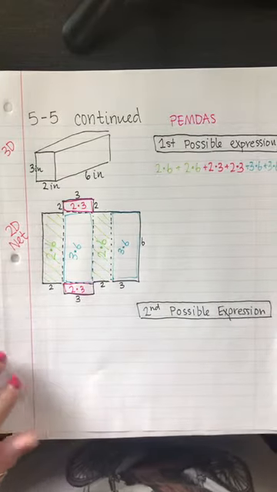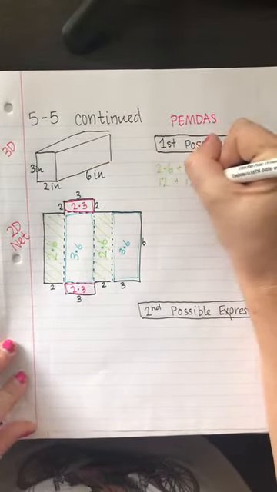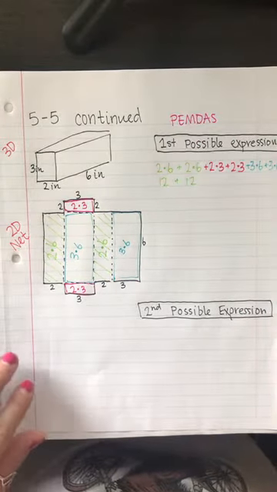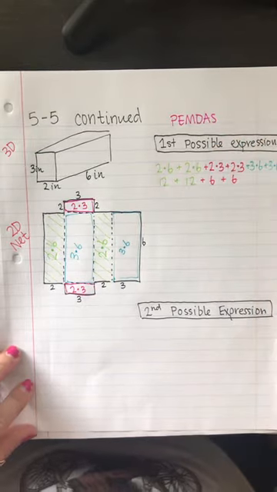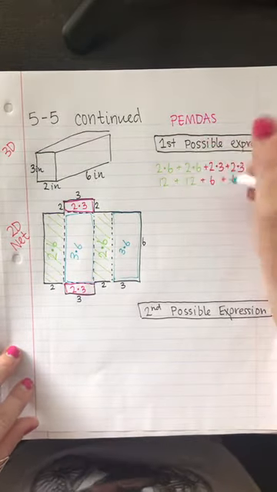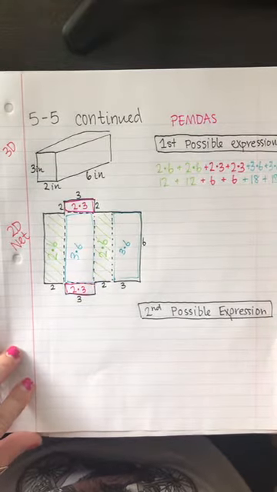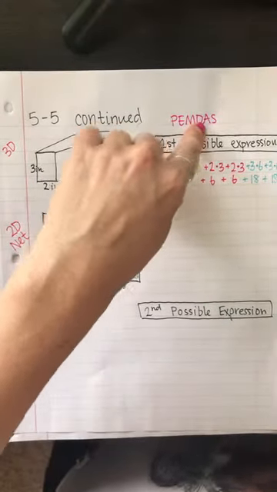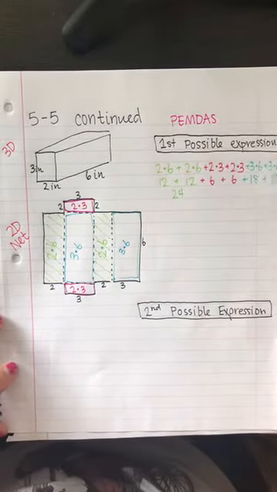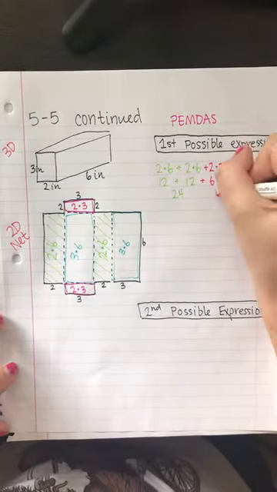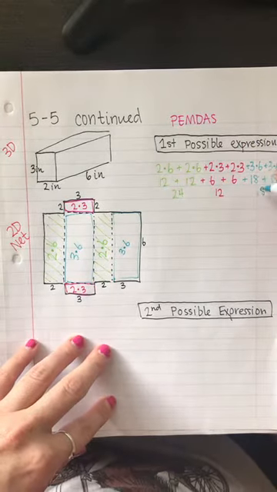I can go through and do that actually. 12 plus 12 plus 6 plus 6 plus 18 plus 18. And now I'm down to my addition, and I would just continue adding. 24, 12, 18.